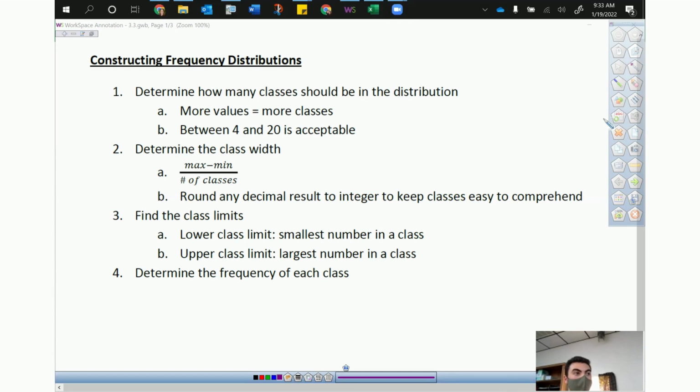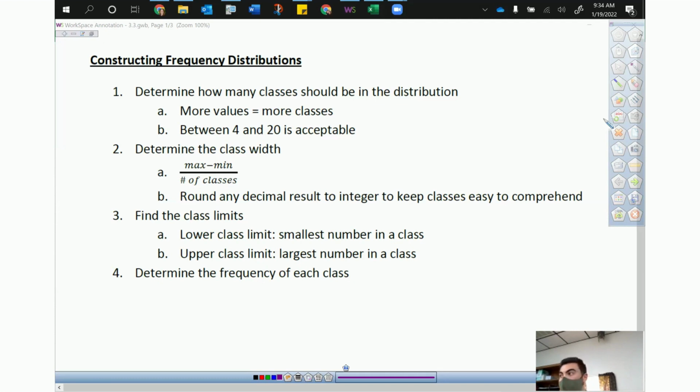Now, the next thing you need to do is figure out the class width. So once you look at it and you're like, okay, I see this data, I'm going to go with 5 classes, or I'm going to go with 10 classes, then you need to determine the class width, which means in this class, the lowest number that we can include is this, and the highest that we can include is this. To do that, there's just a quick little formula. You take the maximum minus the minimum, which is literally just the range of your data, and you divide it by how many classes you want.